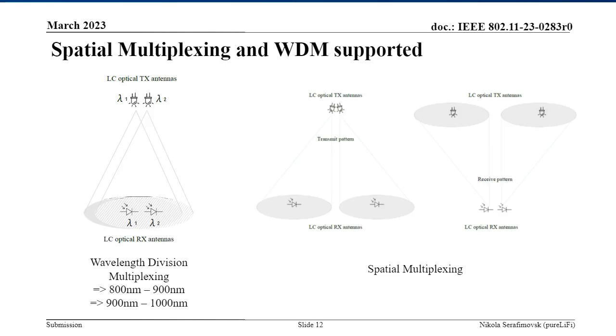We also support spatial multiplexing and wavelength division multiplexing. We specifically define two buckets effectively for WDM. One is between 800 to 900 nanometers, and the other is 900 to 1,000 nanometers, where the entire operational range for 802.11bb is between 800 to 1,000 nanometers.